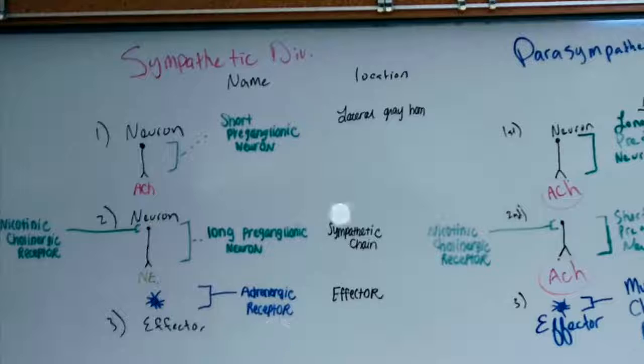Okay, just to review, the first neuron is called short preganglionic neuron. It's located in the lateral gray horn. It secretes acetylcholine. The second neuron is called long post-ganglionic neuron. It's located in the sympathetic chain. The method that it receives the communication is at its cell body, and it receives the communication, the acetylcholine, via the nicotinic cholinergic receptors. It then secretes norepinephrine. The third part is that the norepinephrine is received at the effector via some receptors called the adrenergic receptors, and it's located at the effector.